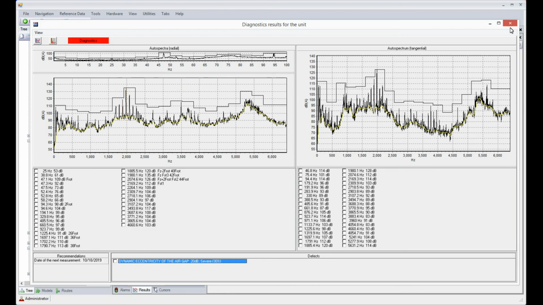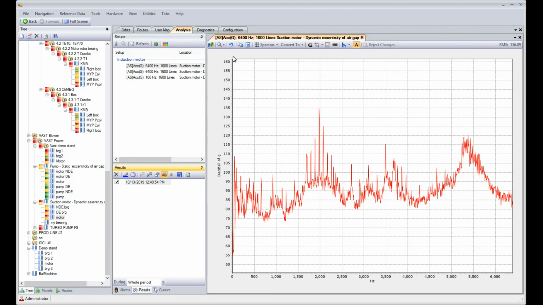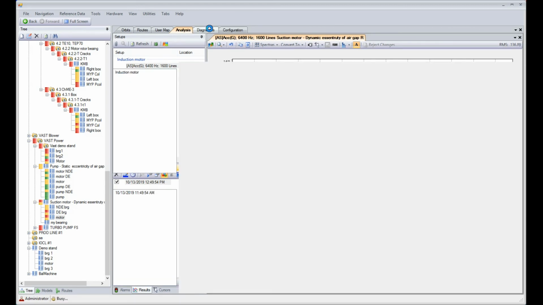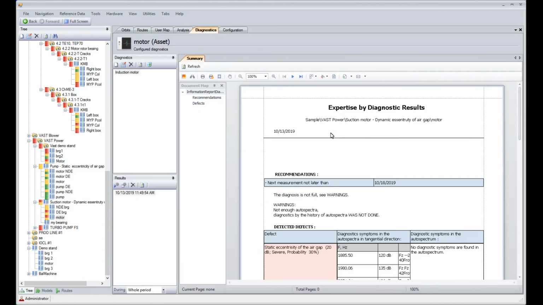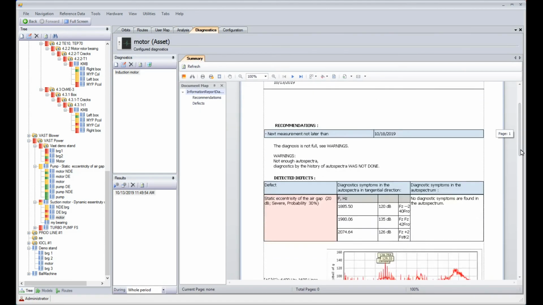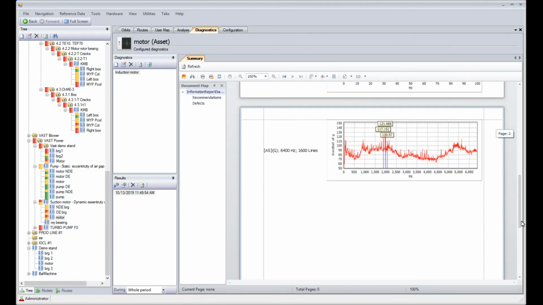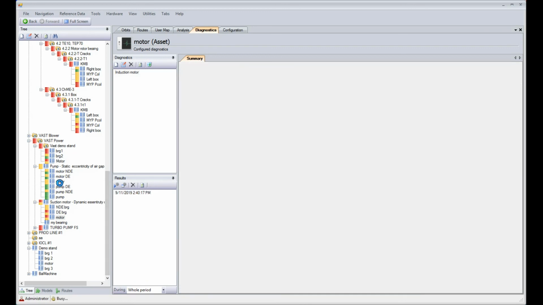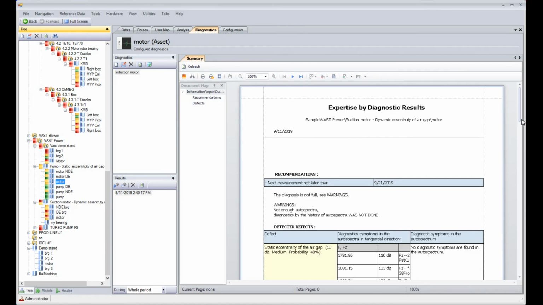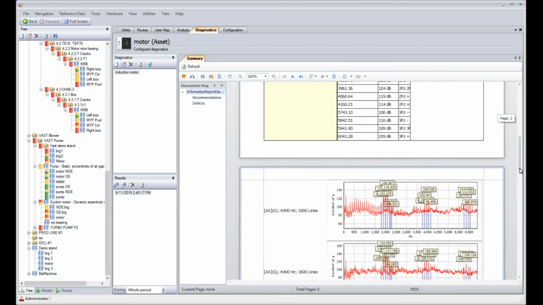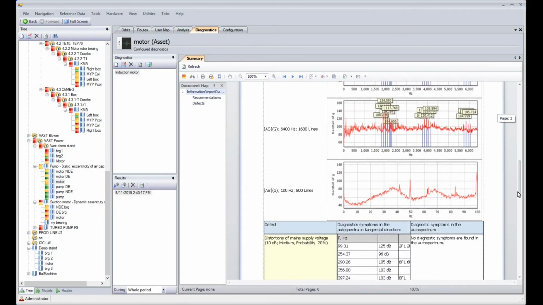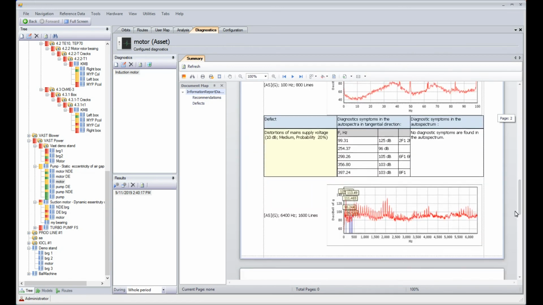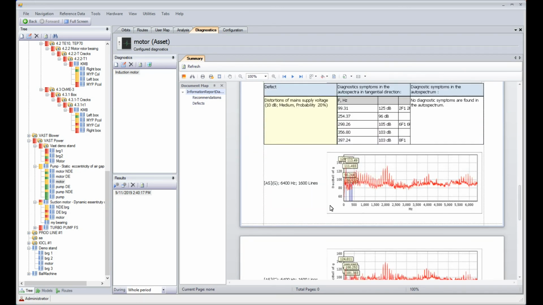Of course, you can look the same at the diagnostics folder, and here is the diagnostic report with all the frequencies marked. This is for this motor, this is for another motor. We have all the diagnostics with all the spectra, all the frequencies and vibration levels marked. So this is how the automatic diagnostics of Dream works.